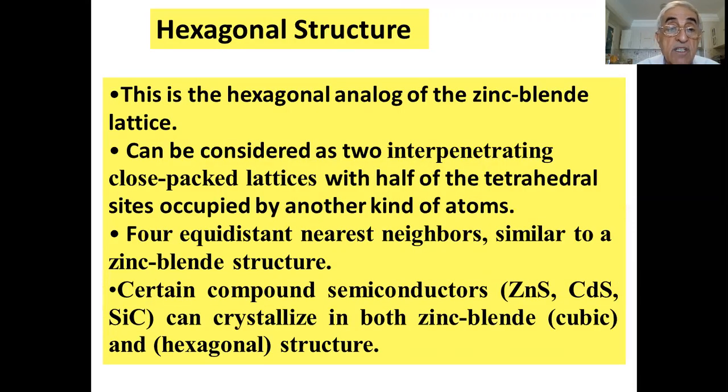Hexagonal structure. This is the hexagonal analog of the zinc blende lattice. It can be considered as 2 interpenetrating close-packed lattices with half of the tetrahedral sites occupied by another kind of atom. There are 4 equivalent nearest neighbors, similar to the zinc blende structure. Certain compound semiconductors, ZnS, CdS, SiC can crystallize in both zinc blende cubic and hexagonal structures.